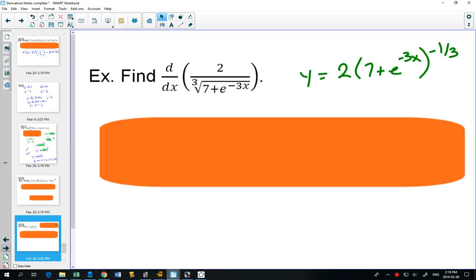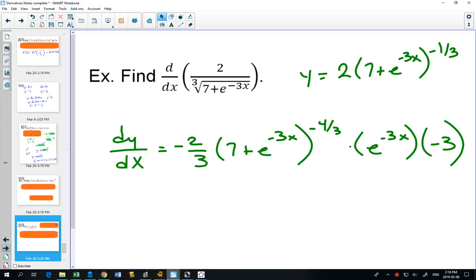So where does my chain rule? What's my most outside function? It's the power of negative 1/3. So I bring that negative 1/3 in front, keep the inside the same, subtract 1 from the exponent. Then I have to do the derivative of the inside. Well, derivative of 7 is just going to be 0. Derivative of e to the negative 3x will be e to the negative 3x, but it's another chain rule where I have to do the derivative of the inside, so I have to multiply by negative 3 as well.